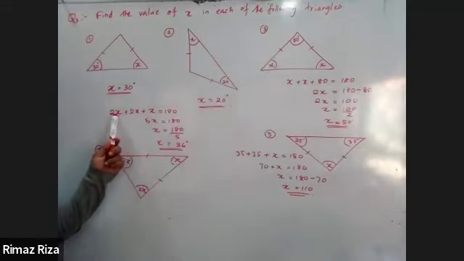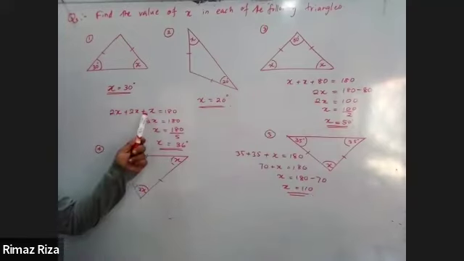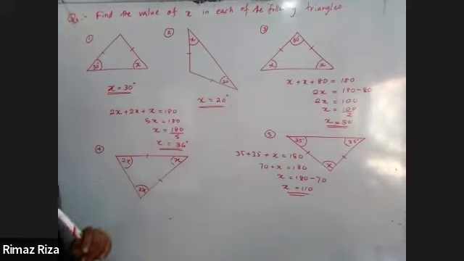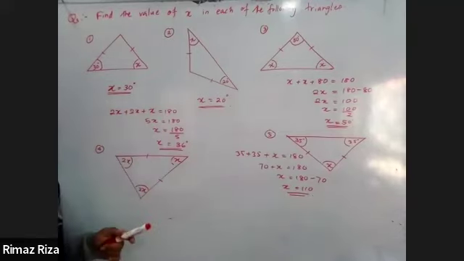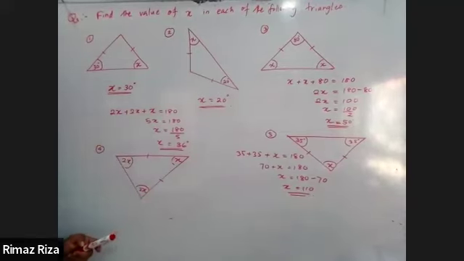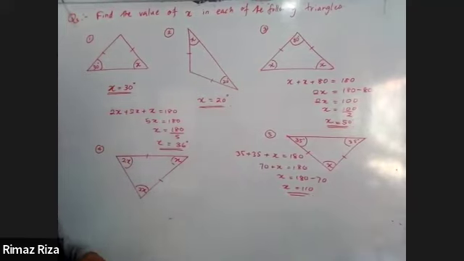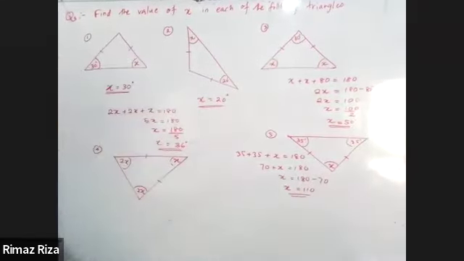You had 2x plus 2x, 4x plus x, 5x. 5x equals 180. You want to find 5x or x? x. So you have to take this multiplication 5 to the other side and it becomes division. Here, 70 plus 70, if you take it to the other side, minus.